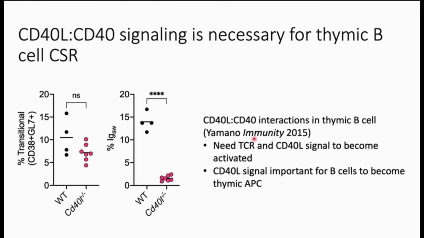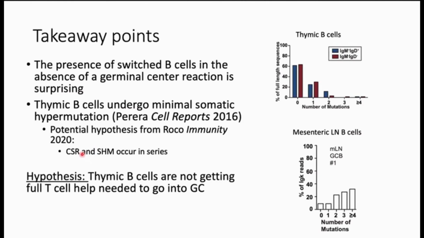And so the CD40 ligand CD40 interactions in Thymic B cells have been studied by Luerkind's group in this paper published in Immunity in 2015. And again, they show that you need TCR and CD40 ligand to become activated and switch, and that the CD40 ligand signal is very important for B cells to become thymic APCs. So we see that as well, but this initial interaction and activation is a little bit different from what was expected. And so the takeaway point from this portion of the talk is that the presence of switched B cells in the absence of a germinal center reaction is surprising to us because that's not normally what you would see in a typical immune response.